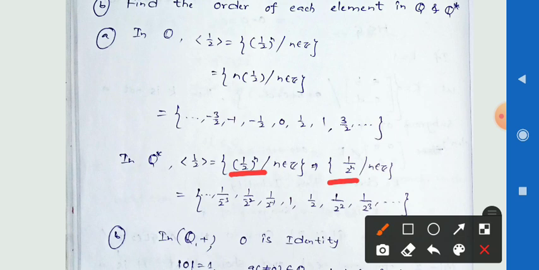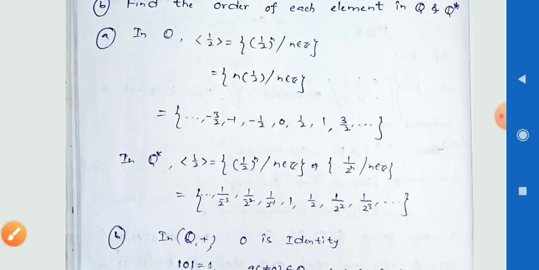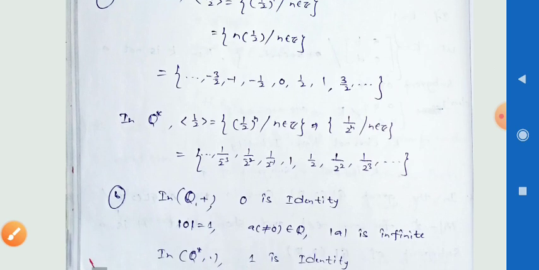Now n belongs to Z, taking integer values minus 3, minus 2, minus 1, 0, 1, 2, 3. On substituting these values, we get the set ..., (1/2)^-3, (1/2)^-2, (1/2)^-1, 1, 1/2, (1/2)^2, (1/2)^3, ... These are the elements generated by 1/2. Okay, the first question (a) is completed.